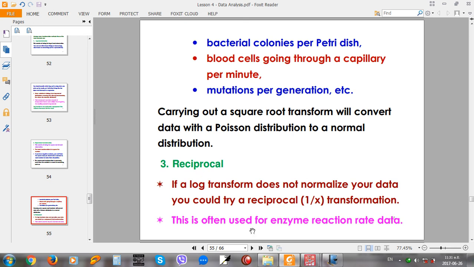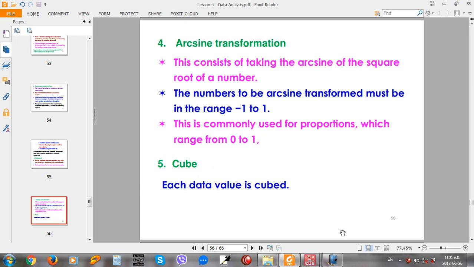This is often used with enzyme reaction rate data. And the other one is arc-sine transformation. This consists of taking the arc-sine of the square root of a number. The numbers to be arc-sine transformed must be in the range 0 to 1. This is commonly used for proportions, which range from 0 to 1. So you can do the arc-sine transformation under Compute Variable in SPSS.